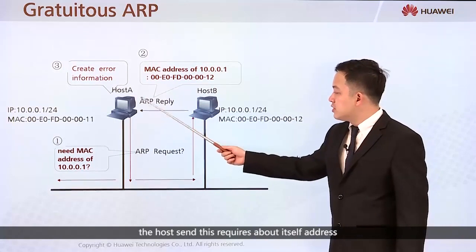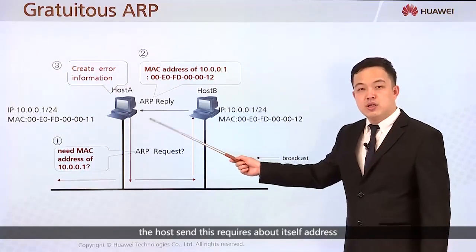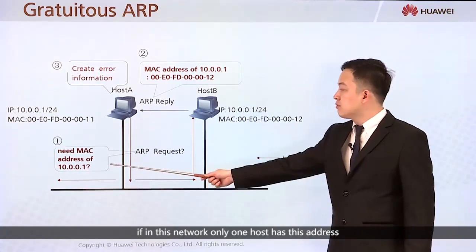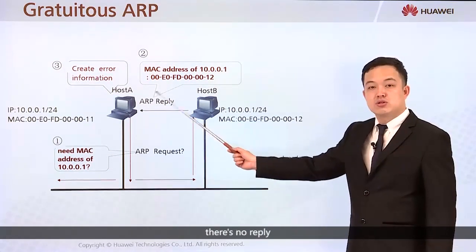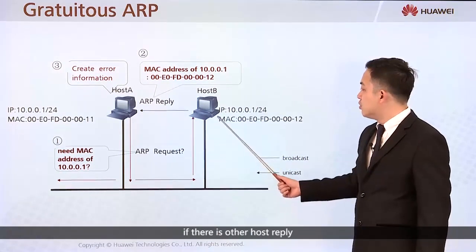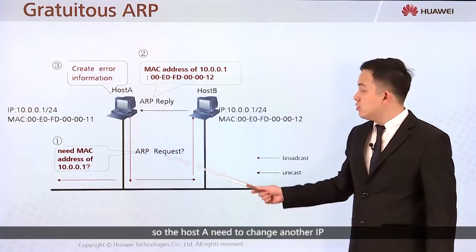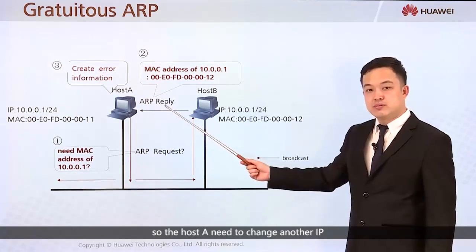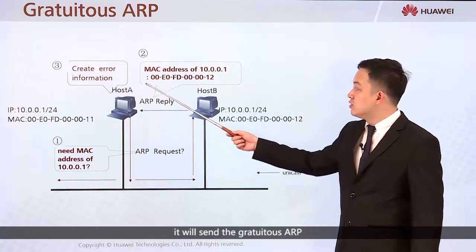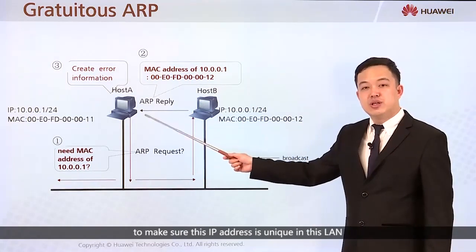The host sends this request about its own address. If only one host in this network has this address, that is host A, there's no reply, so it can work normally. If another host replies with this information, that means there's an IP address conflict, so host A needs to change to another IP. That's why when our computer starts up, it sends a gratuitous ARP to make sure this IP address is unique in this line.